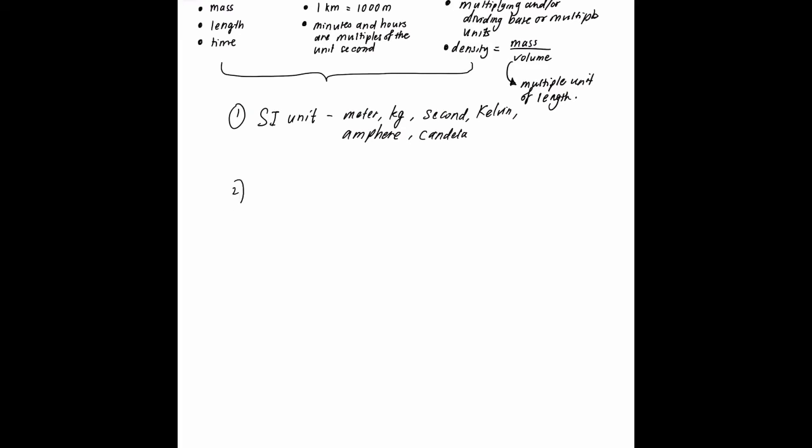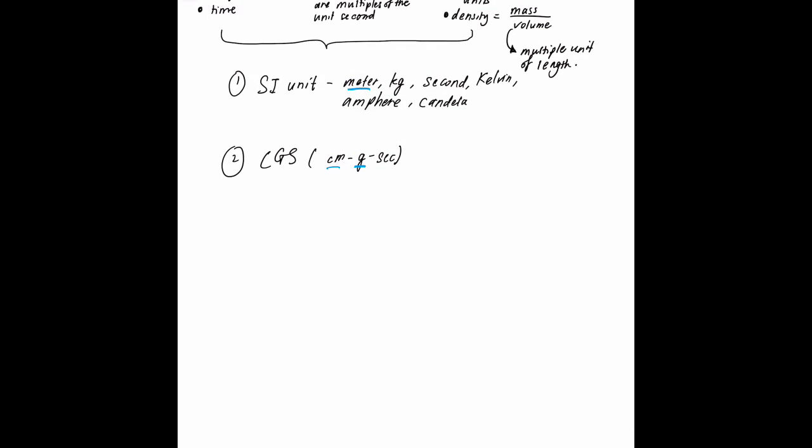A second system of units in practice would be the CGS, which is also known as centimeter, gram, second, which just replaces the meter with cm, and kg with gram, for length and mass.